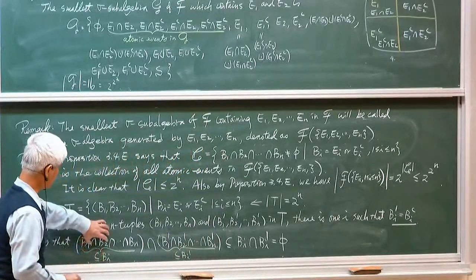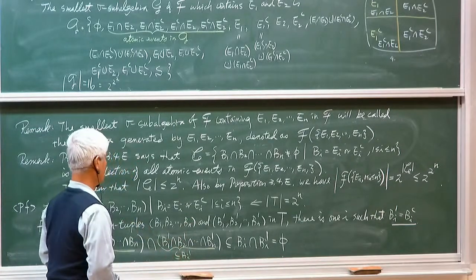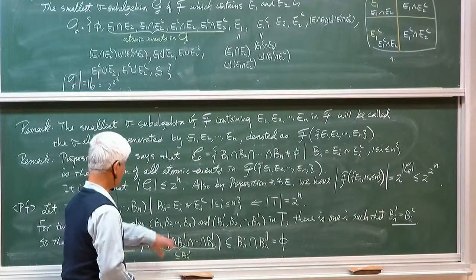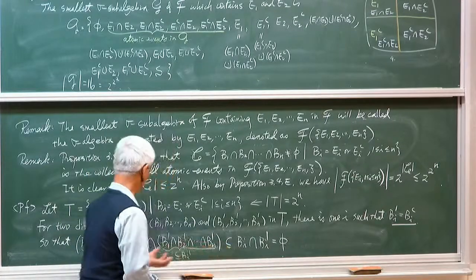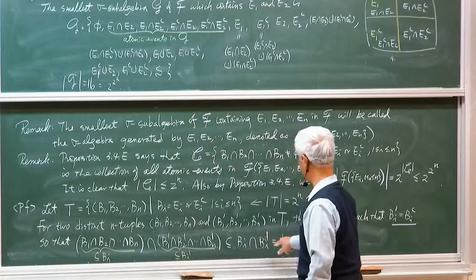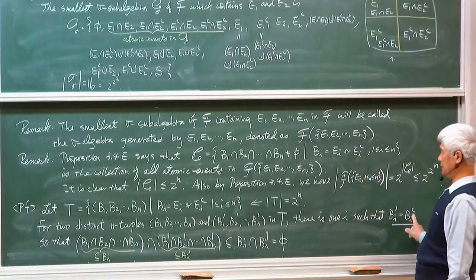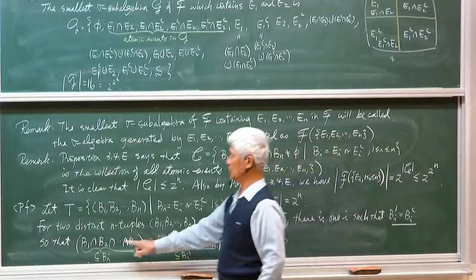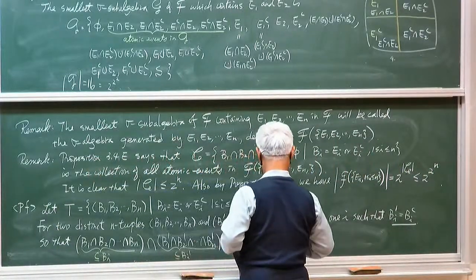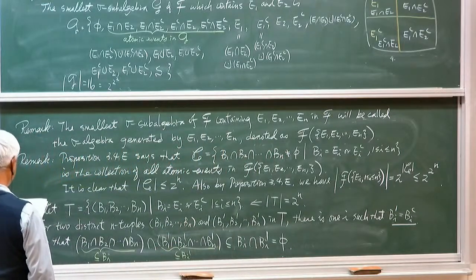Okay, so this is a subset of Bi, and this is a subset of Bi prime. And so this intersection is contained in the intersection of the bigger sets. But these two bigger sets, Bi and Bi prime, have empty intersection because Bi prime is the complement of Bi. All right, so we know that this intersection is the empty set.